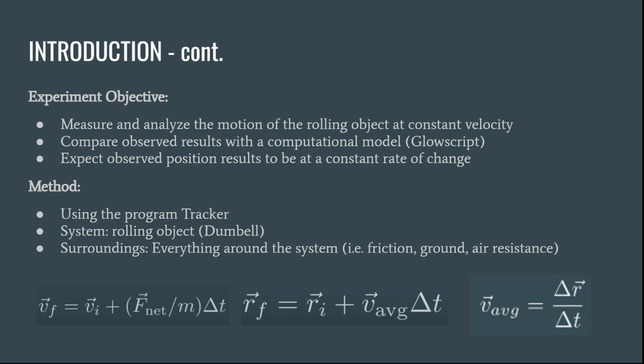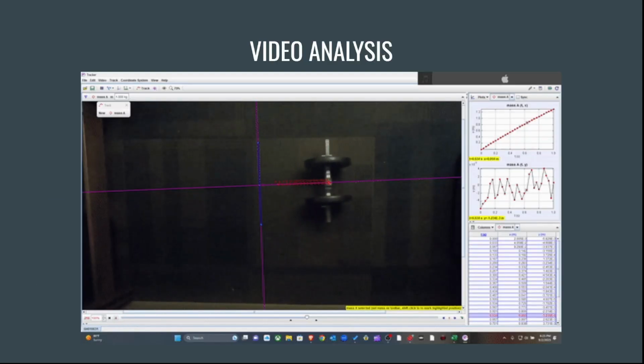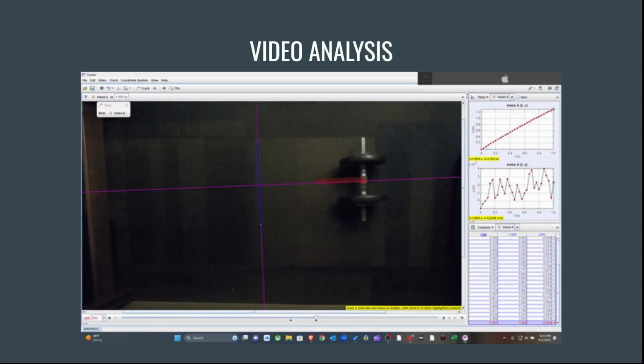A few formulas will be needed to aid in the updating of our velocity and position as the object rolls. Using Newton's second law, we have the velocity update formula and the position update formula. We also will use the formula for average velocity, which is needed to find the velocity of the object as it rolls. Here we have the video analysis in Tracker of the rolling object.